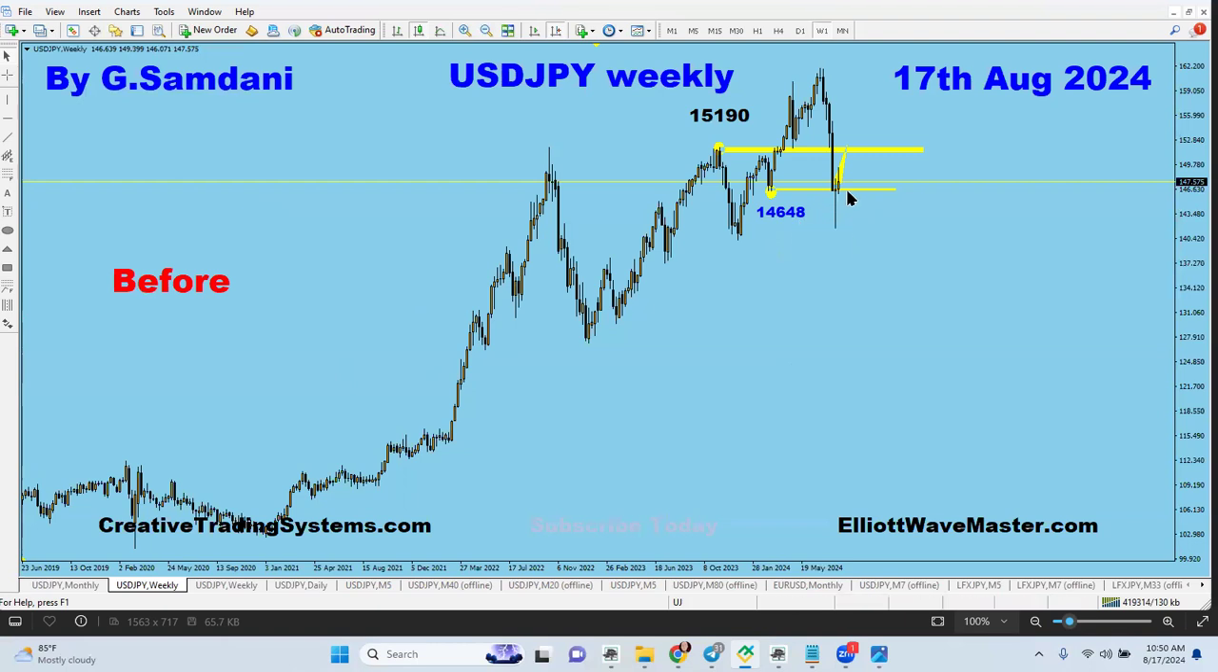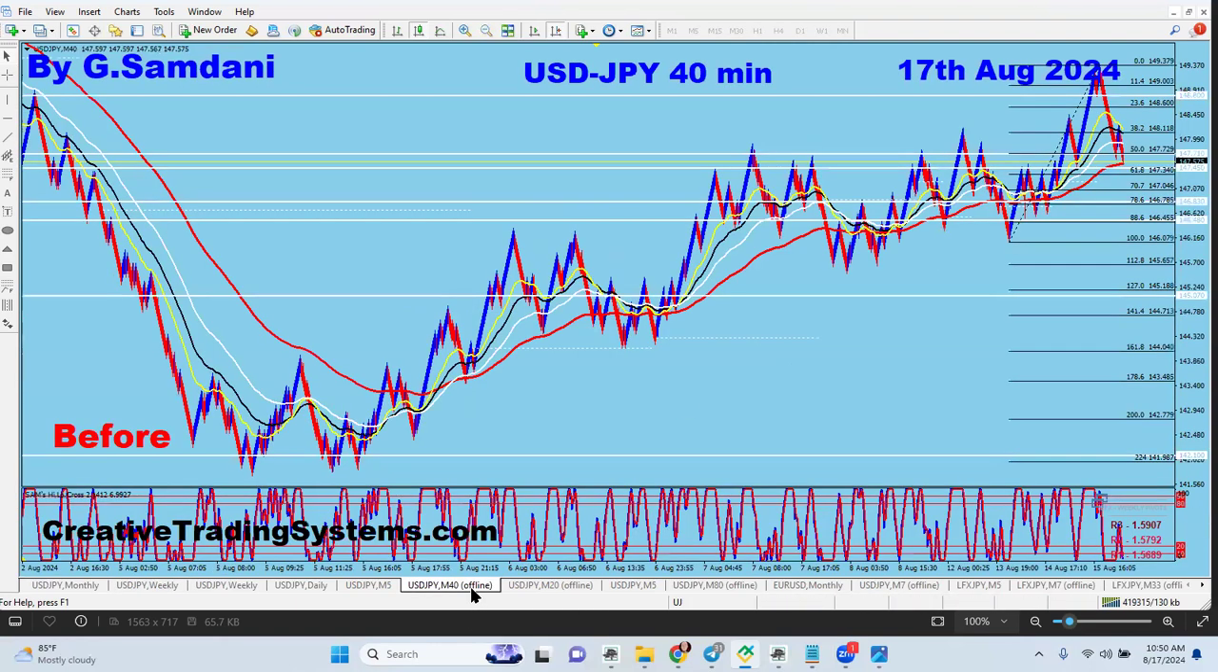146.48. So I think that with the USD weakness, yeah, but yen is getting more weaker. Yen is getting very weak now again, right? So that might take this pair to the upside again to this number. So I'll be looking for long based on my 40-minute chart.